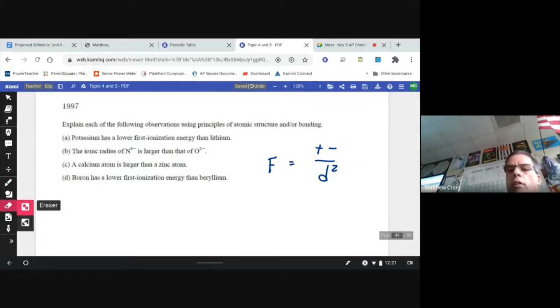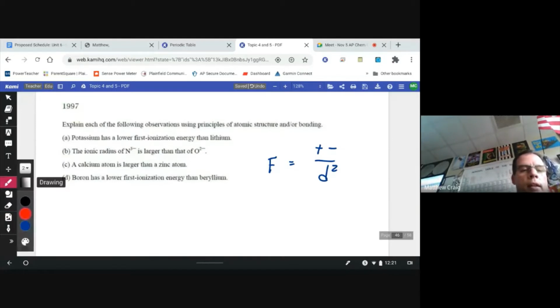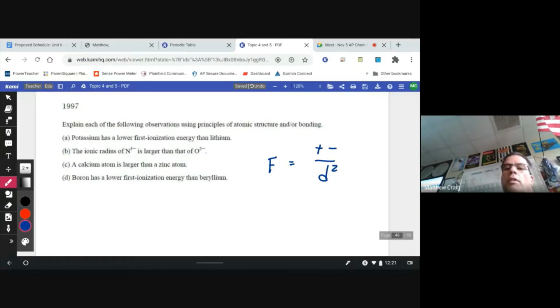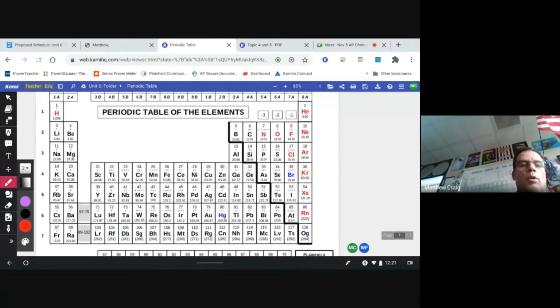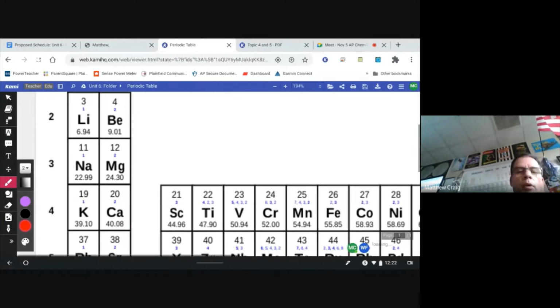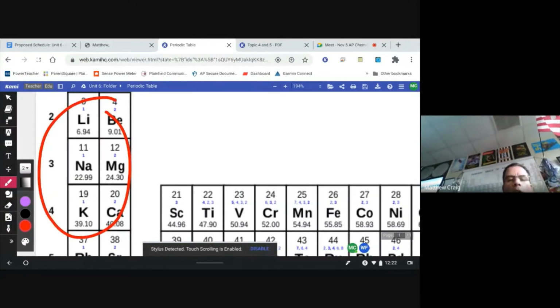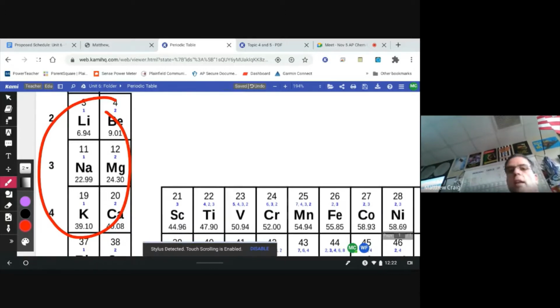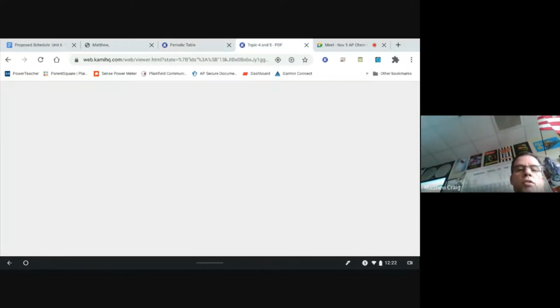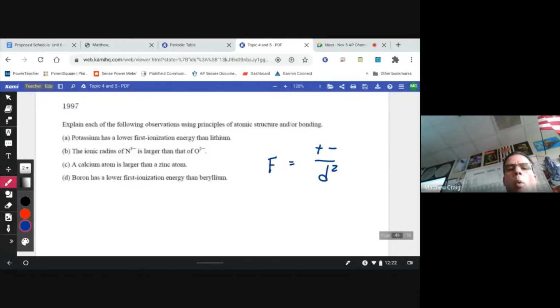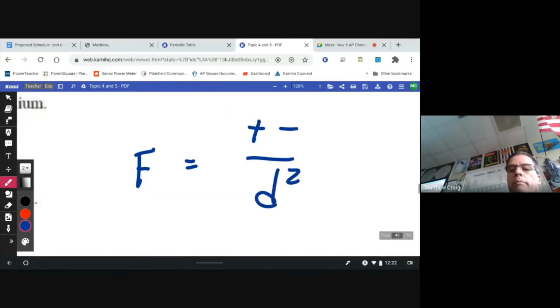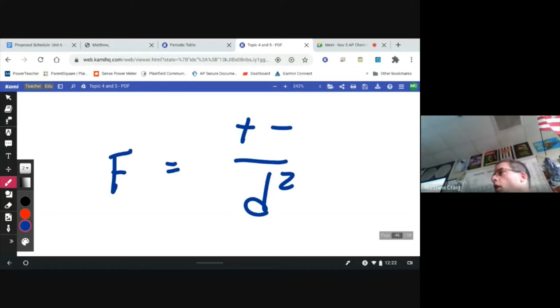All right. So let's look at A. It says, 1997, explain each of the following observations using principles of atomic structure and or bonding. So A, potassium has a lower first ionization energy than lithium. Looking here on the periodic table, we have our lithium and potassium. It's always a good idea to have a reference to what the question's asking. So why does potassium have a lower first ionization energy than lithium? What could we possibly talk about?